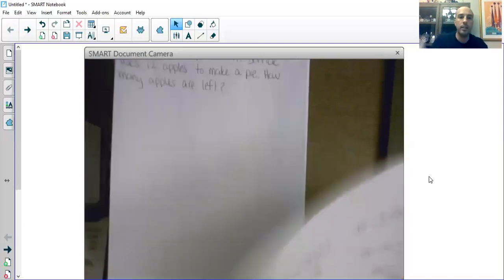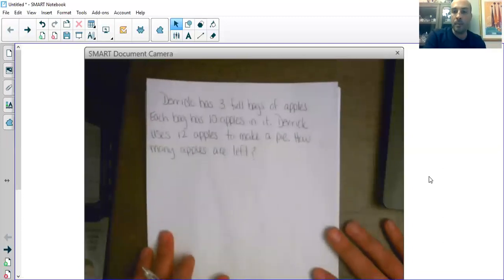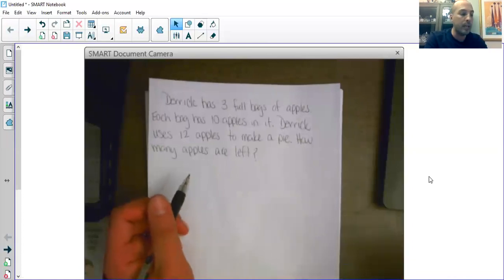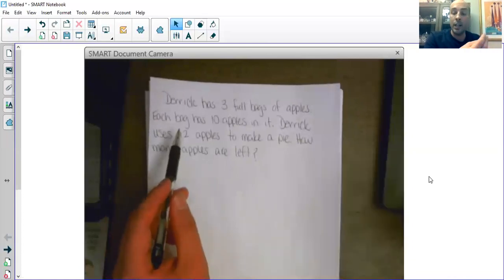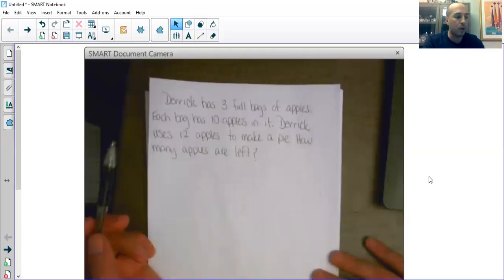Okay, let's practice a word problem. When you have a word problem like this, this is a two-step process. First, you need to create an equation based on the word problem, and then you need to solve it. So let's read the word problem.